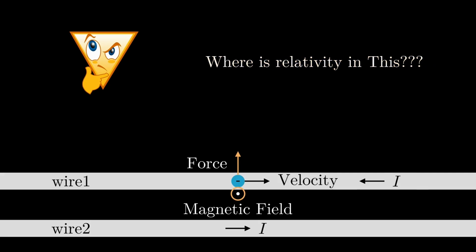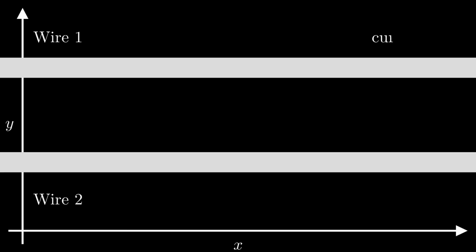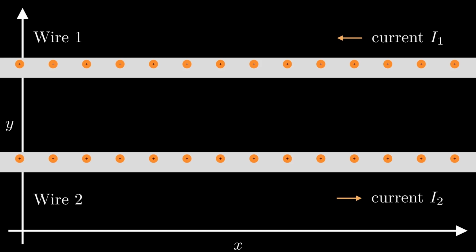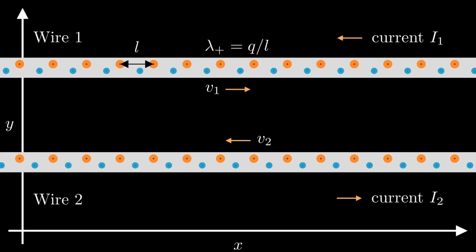Well, to see the special theory of relativity in action here, we have to put ourselves in the shoes of the electrons, literally. We consider a model of infinitely long, thin parallel wires carrying currents I1 and I2 in opposite directions. The x and y axes shown here belong to a frame of reference in which the wires are at rest. The idealized wires have linearly distributed equidistant positive ions at rest, shown by the plus circles, and negatively charged equidistant mobile electrons, shown by the minus circles.